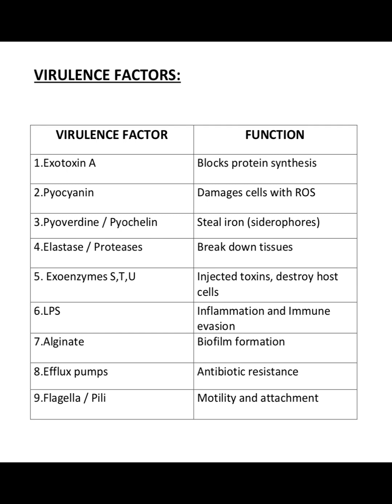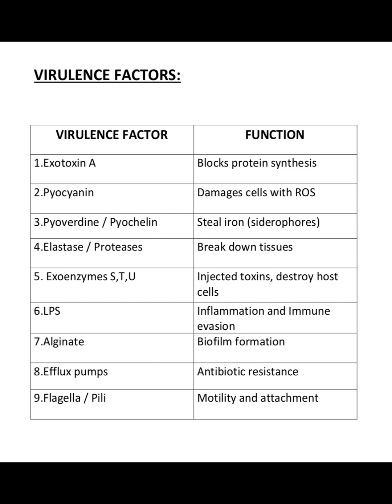Exotoxin A. It inhibits protein synthesis by inactivating elongation factor 2. Thereby, it causes cell death and tissue damage. Pyocyanin, as we already said, is a blue-green pigment produced by Pseudomonas aeruginosa. It produces reactive oxygen species and damages the host tissues. It also helps in suppressing immune cells like neutrophils.